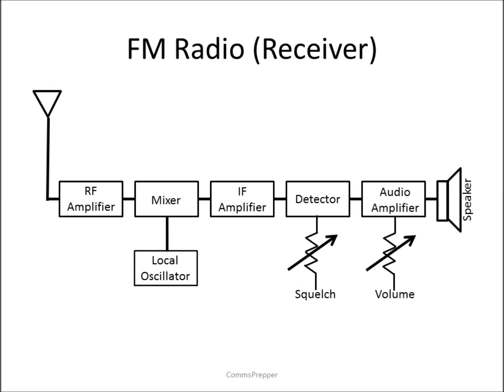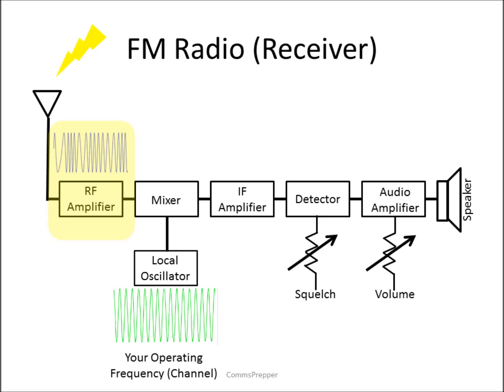So before I go into the tones, I'm going to go into an FM radio block diagram so you can get an idea of the mechanics that are taking place. You have an antenna represented by the schematic symbol, the triangle, to an RF amplifier, a mixer with a local oscillator, an intermediate frequency amplifier, a detector where the squelch level is set, an audio amplifier where the volume level is set, and in the speaker you get to hear the transmission.